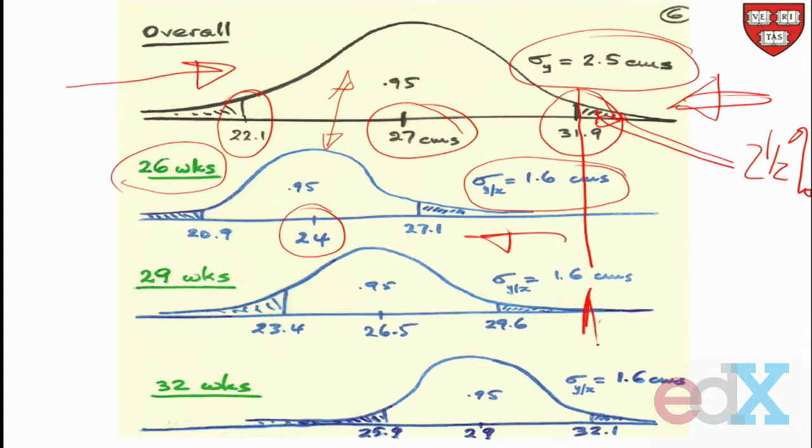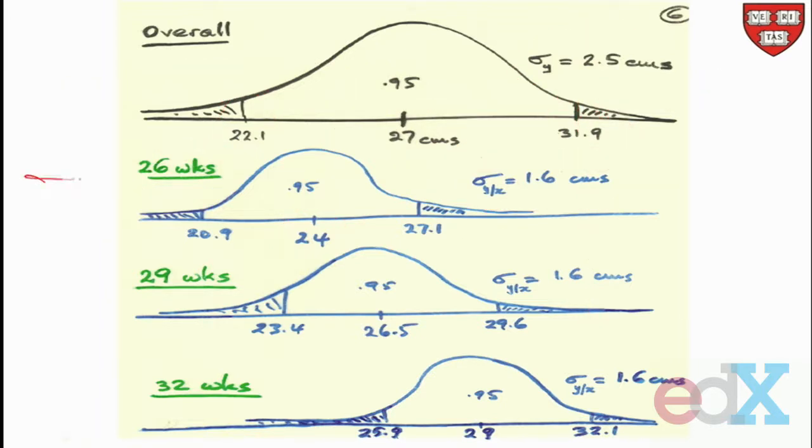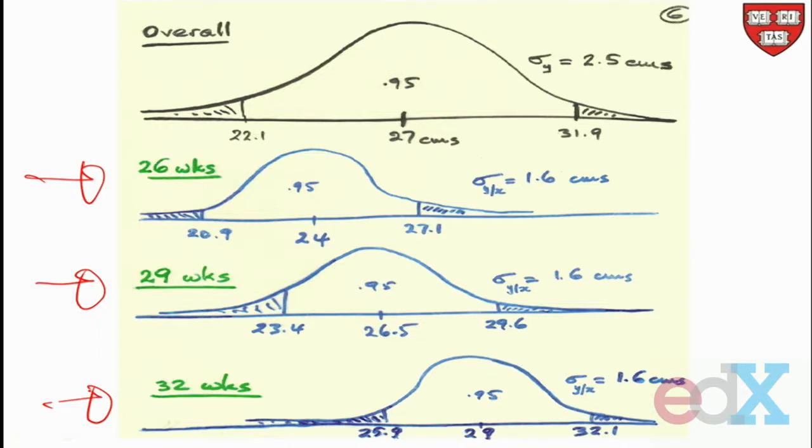In each one, so here's the 26 weekers. I didn't put the 27 and the 28, otherwise this would just completely foul everything up. But here's the 26 weekers, here's the 29 weekers, here's the 32 weekers. Each one of these groups has their own normal distribution because each one of them is based on a large number of babies. The only thing they have in common, these 26 weekers, is that they're all 26 weeks old. But apart from that, the head circumferences are all going to be different. They're going to be varied.